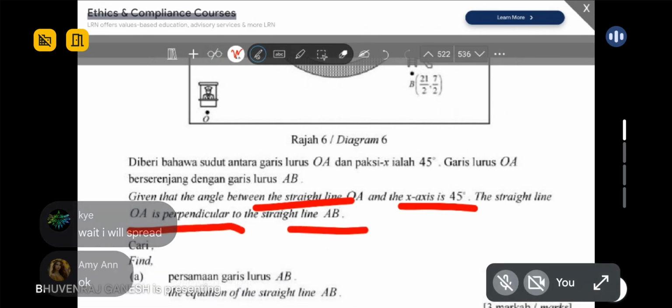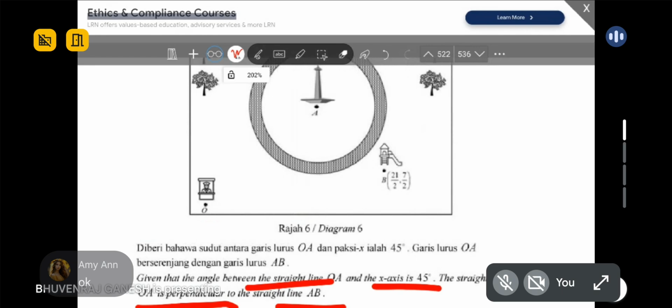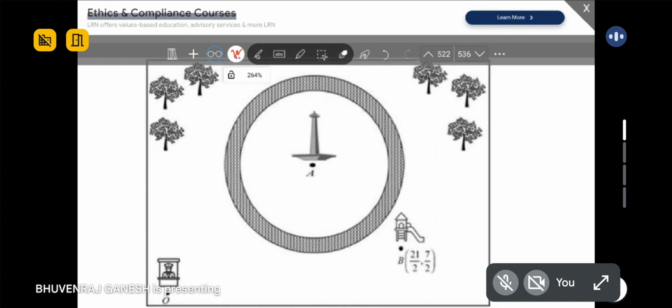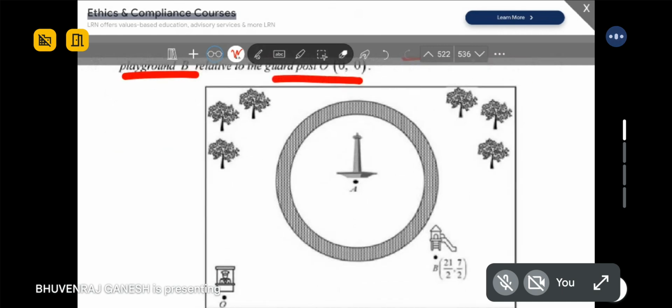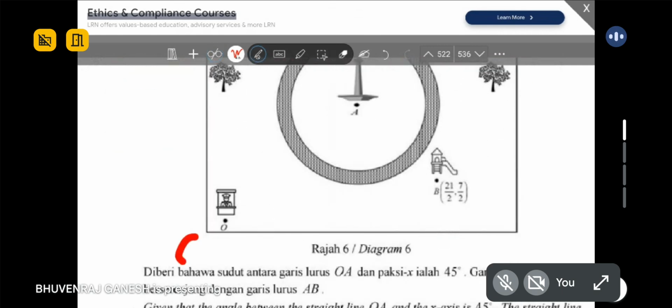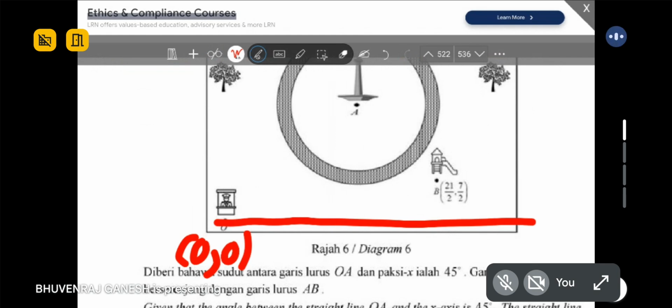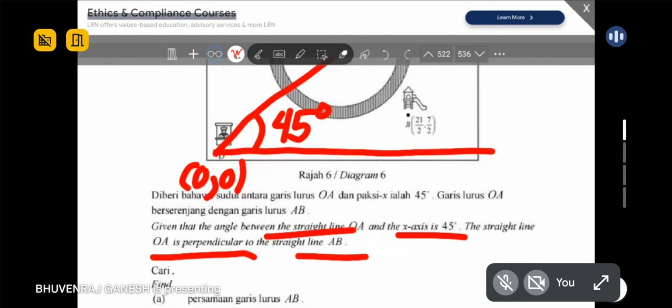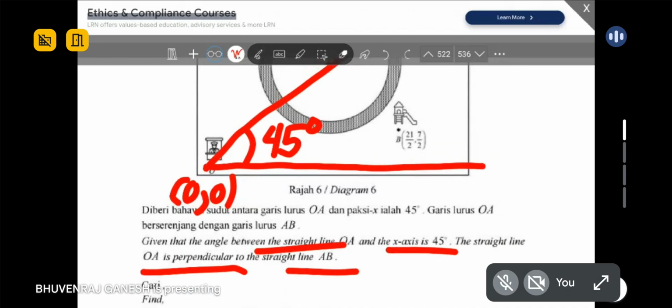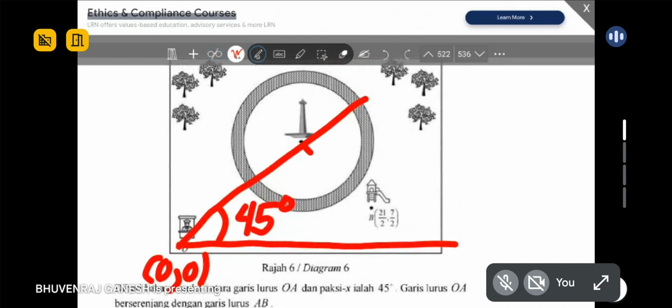Okay? All right. So we see this question, guys. Next one. The straight line OA and the x-axis make 45 degrees. So the x-axis, this one is 0, 0, the origin. So the x-axis is somewhere here, and then you have OA. This angle here is 45 degrees, 45 darjah based on the question. And then they say OA is perpendicular to AB. So this is 90 degrees. This one is A over here.